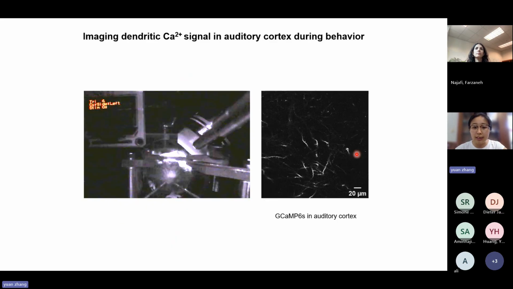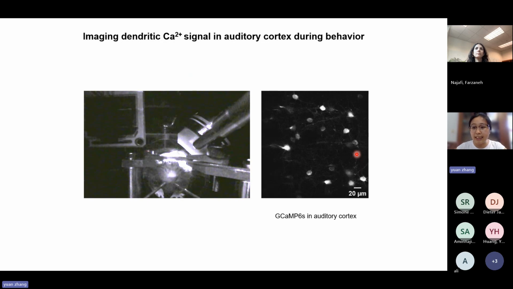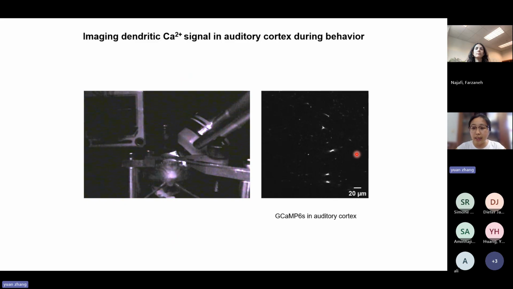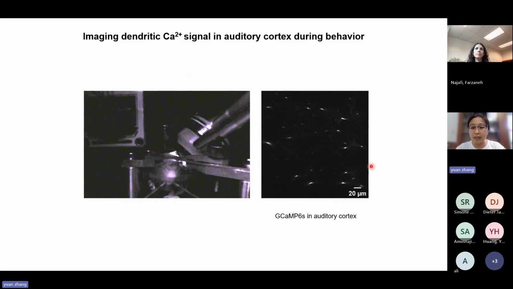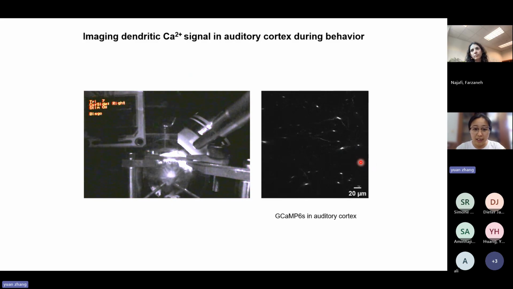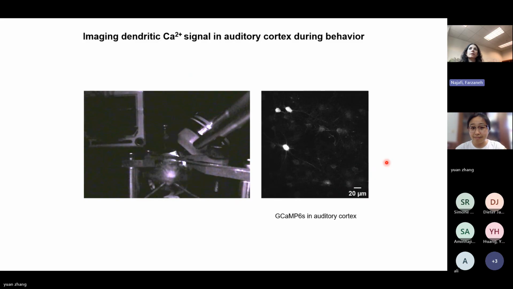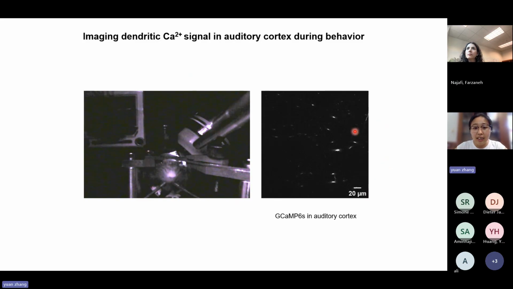And when animal learn this task, we combine two photon imaging with this behavior to study the dendritic activity. We implant a 2 to 3 diameter chronic window in auditory cortex. So this is an example mice doing task during imaging. And here's an example stack of imaging field with GCaMP6 expressed. And we can see the apical dendrites. Here, this is layer 1, here layer 2, 3.